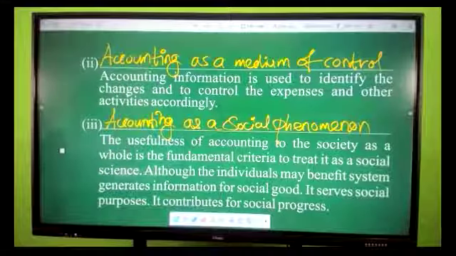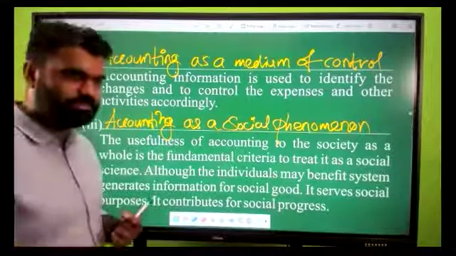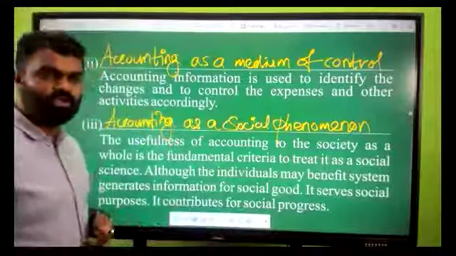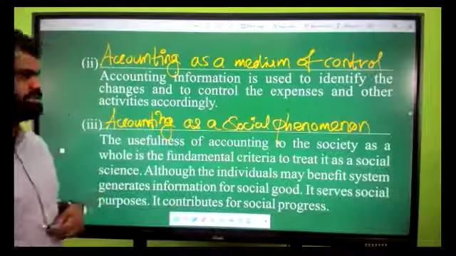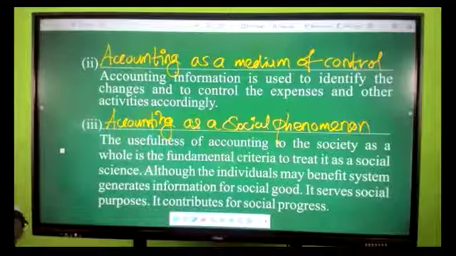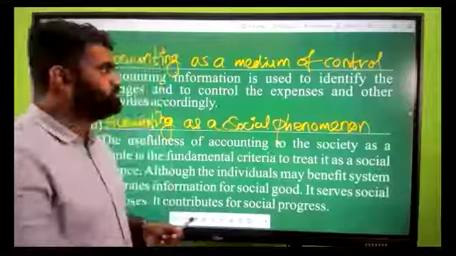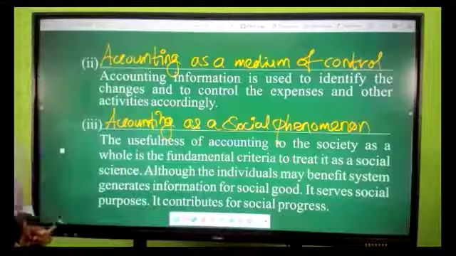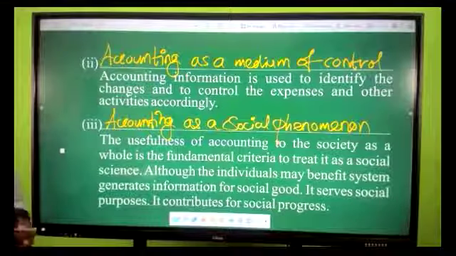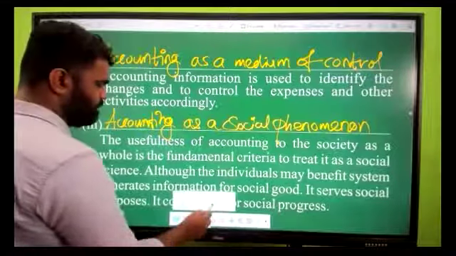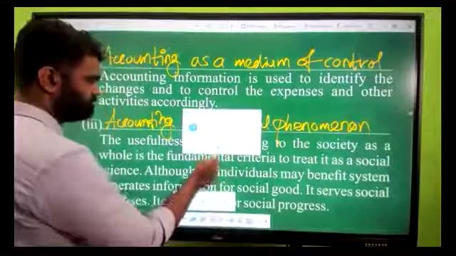So what is number one? Accounting as a source of finance. Number two, accounting as a medium of control. Number three, accounting as a social phenomenon. Right? If an examiner asks you to explain these things, you should write these things in your answer. You have to include these things in your answer. Fine. Let's go for the next question.